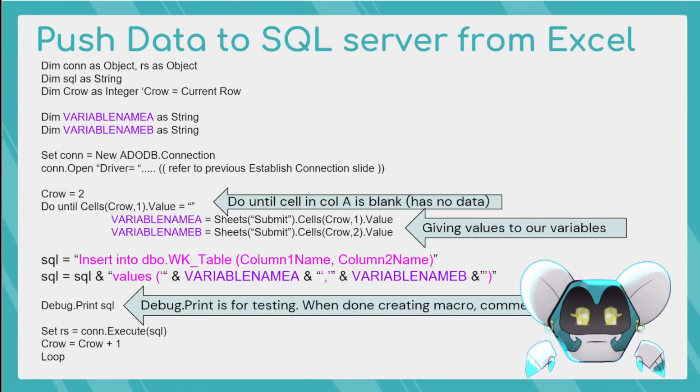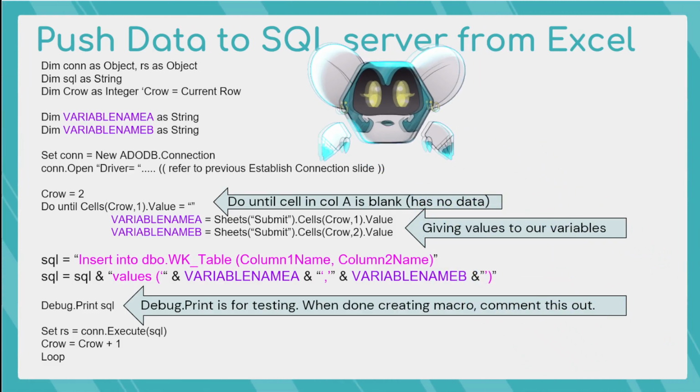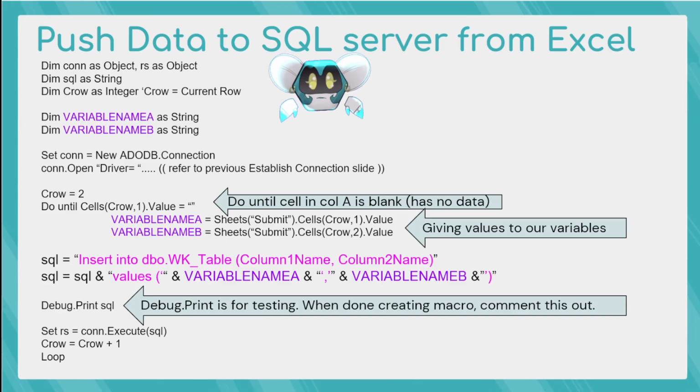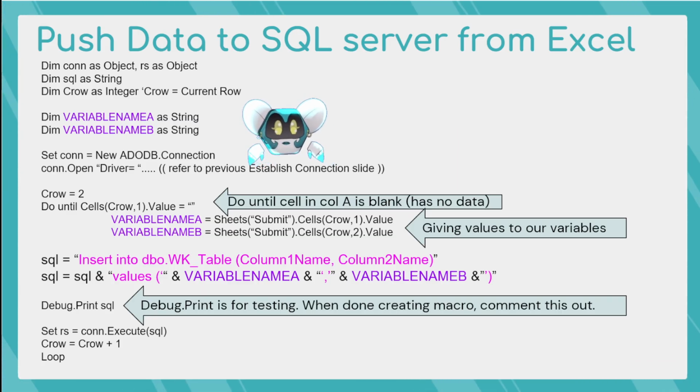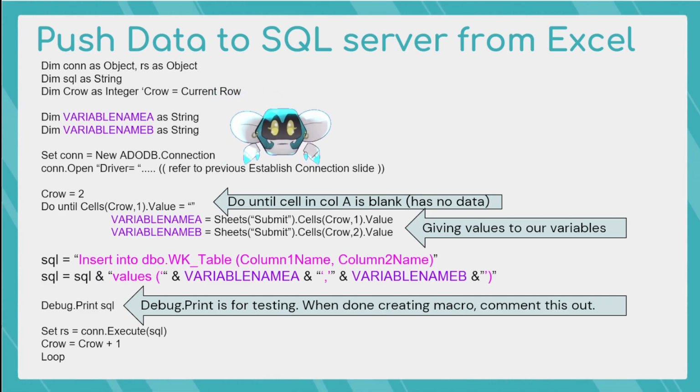If you are pushing data to SQL Server, we'll start off the same way as if we were pulling data. We need to define our variables, our connection, record set, SQL, crow, which is what we are just calling our current row. Also define the variables for your individual columns. So I'm just saying here, like our variable name A as string, variable B as string.